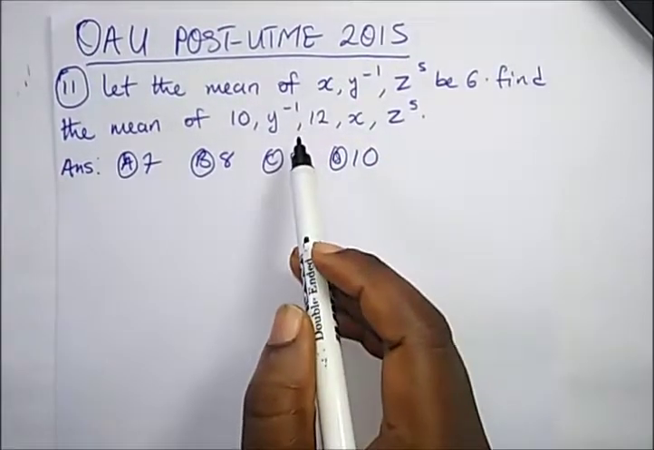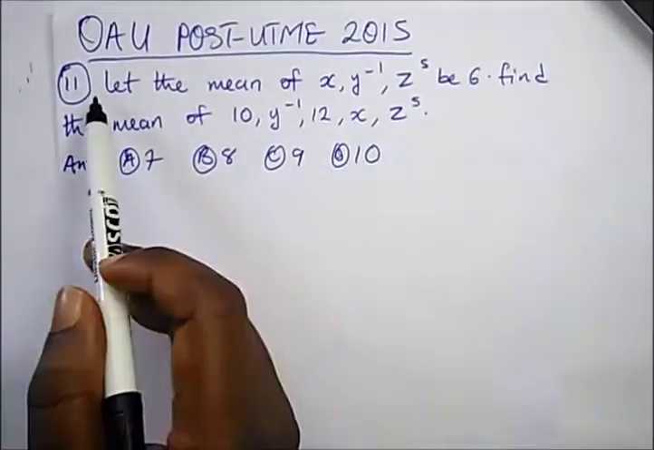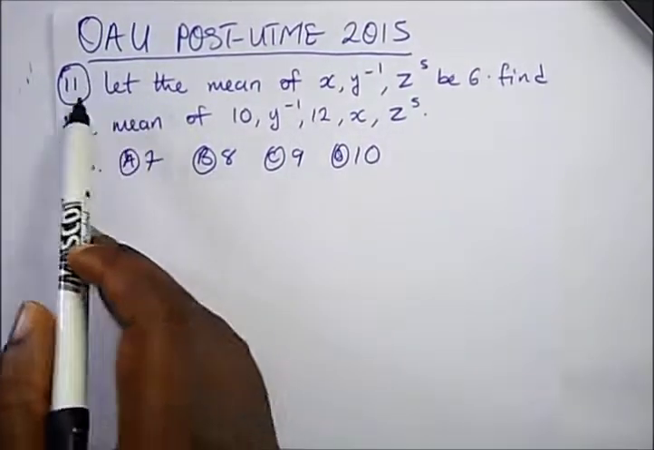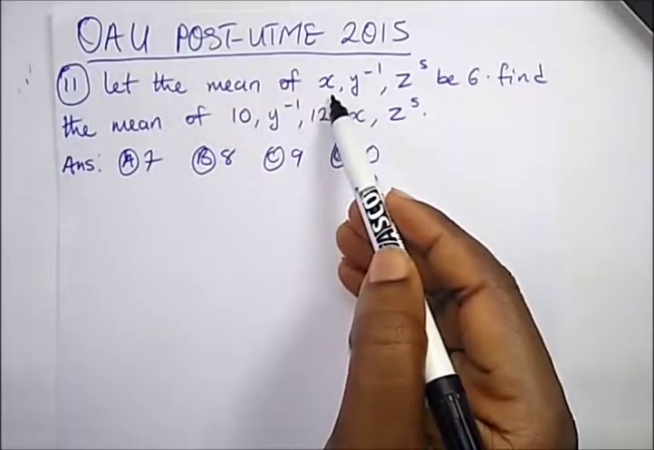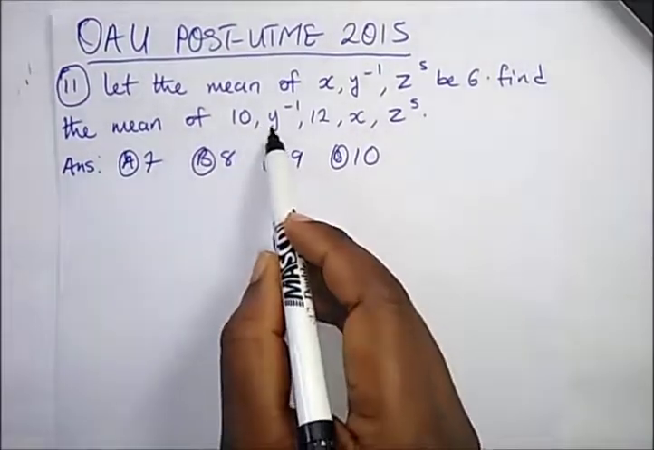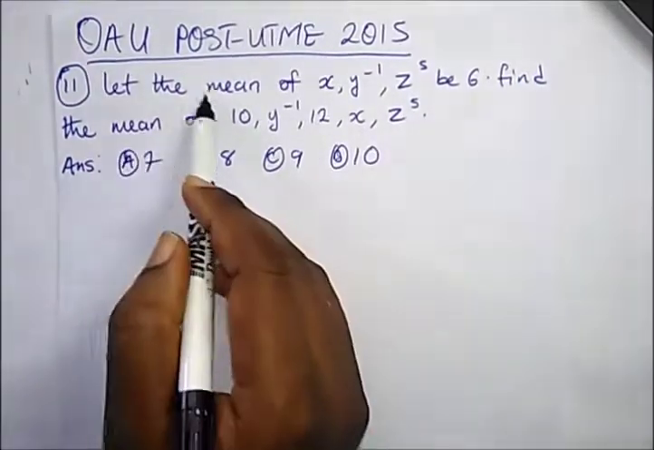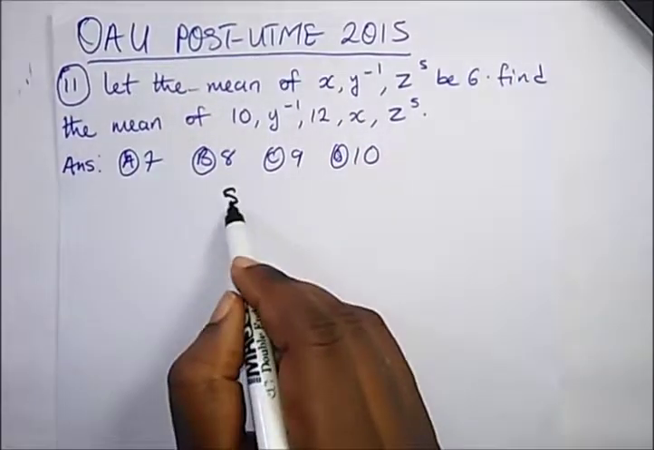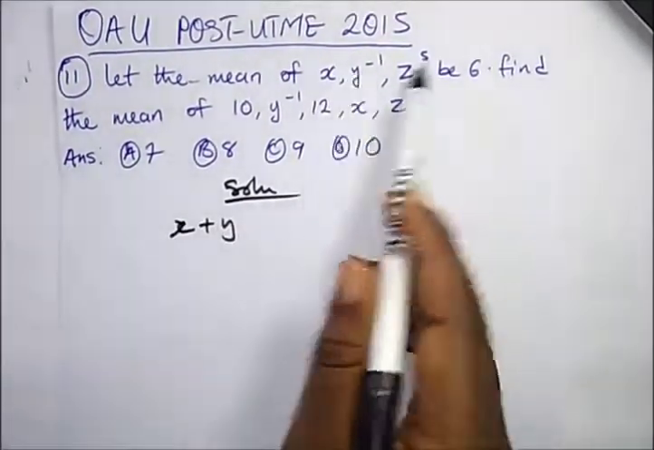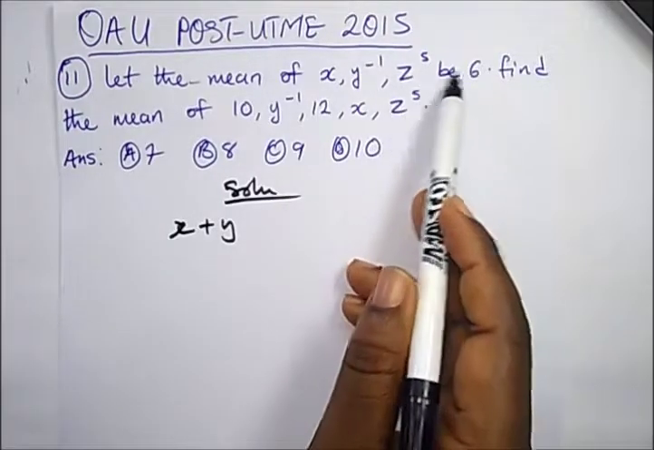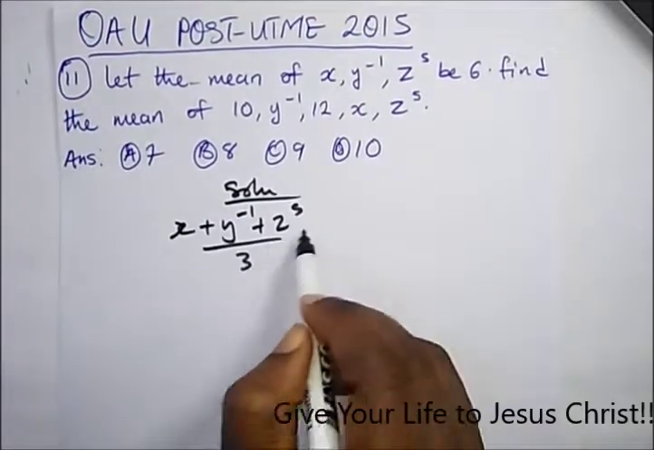Okay, so we have this question from OAU post-UTME 2015, the maths question, question 11. As I said earlier, we treated question 1 to 10, so we're going to finish up with question 11. So this says, let the mean of this be 6. Find the mean of 10, y raised power minus 1, 12x, and z 5. So let's try to express this well. Let the mean of x, mean is you are going to add this, divide by the number of items, then equate it to 6, minus 1 plus z raised to power 5 divided by 3 equal to what?